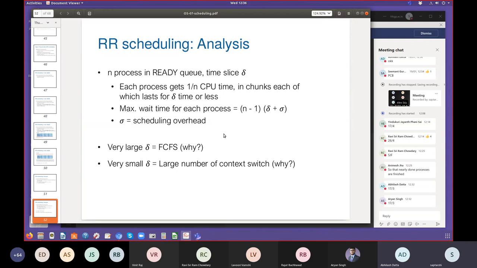Because the time slice is very large, there won't be any timer interrupt, so it's first come first serve only. Sorry, why won't there be a timer interrupt? There will be an interrupt after time slice delta. But we are considering it very large as compared to the CPU burst.